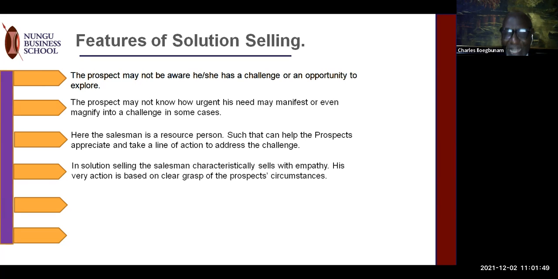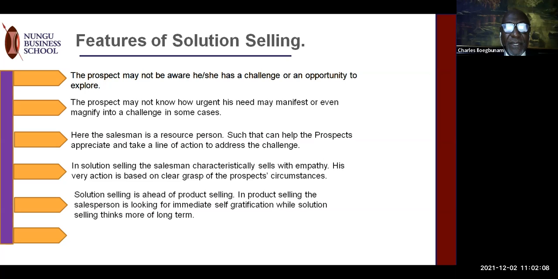In solution selling, the salesman characteristically sells with empathy. His very action is based on clear grasp of the prospect's circumstances. So he's coming in, understanding the prospect very well, and taking note of how to address him.